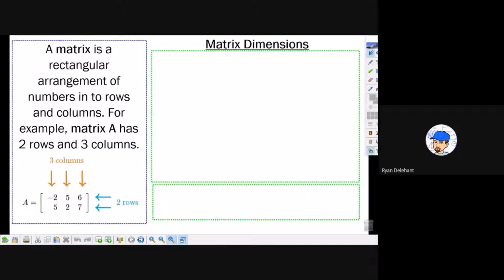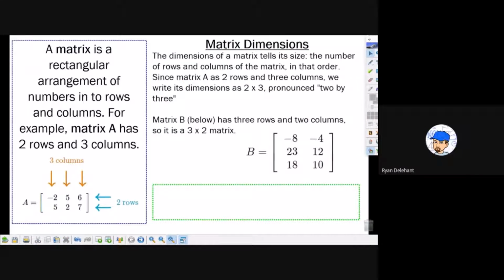And when we're looking at them, so this is matrix A down here. Matrix A has 2 rows and 3 columns. 2 rows this way, 3 columns up and down. Everybody good with that? Because we're starting real basic. So the dimensions of a matrix tell us the number of rows and columns of the matrix in that order. So since matrix A down here had 2 rows and 3 columns, we write its dimensions 2 by 3. Okay?